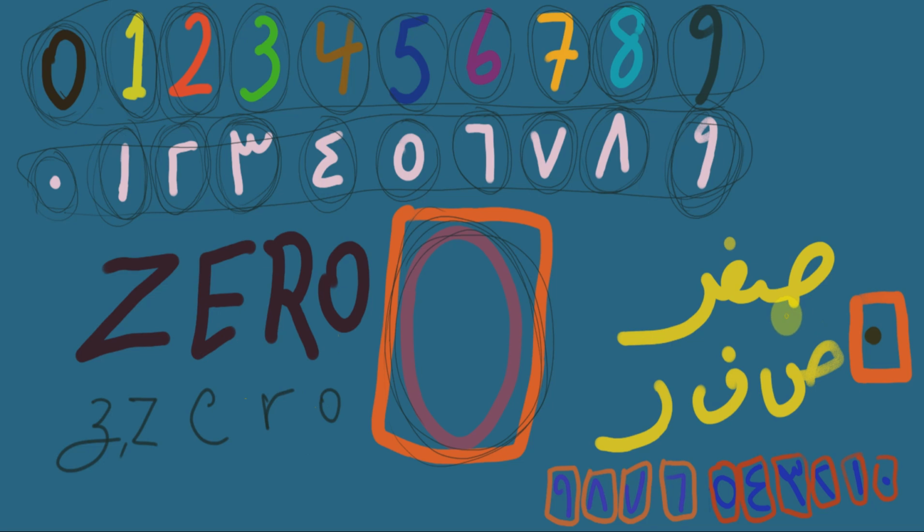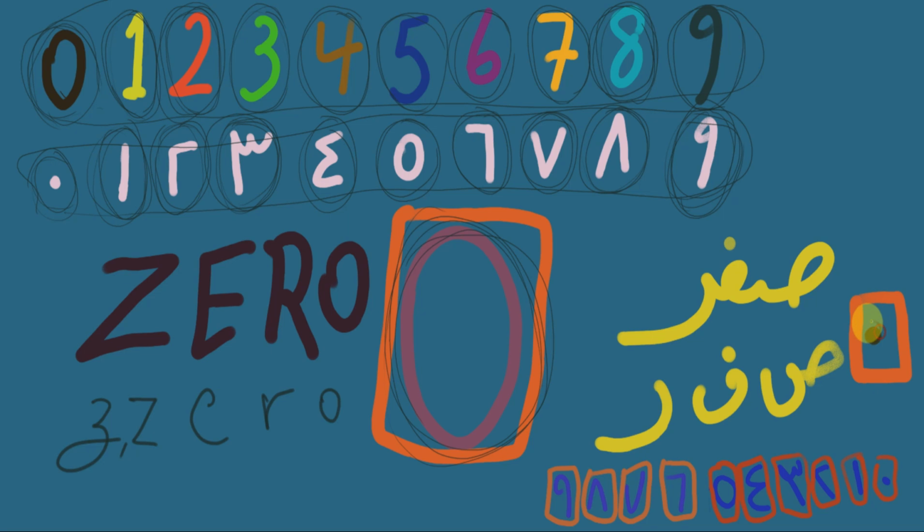In Arabic it's صفر. The sa is not an s or a sha, it's a sa. صفر. It's just a dot. In Arabic it's just a dot. That's what a 0 is.